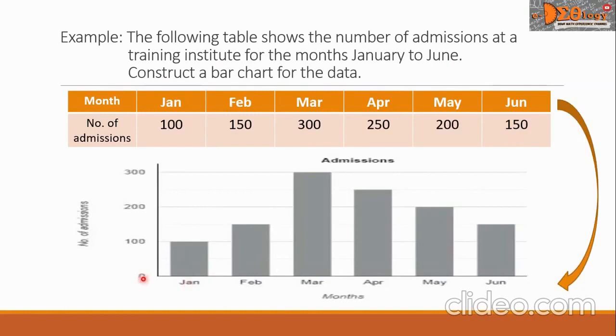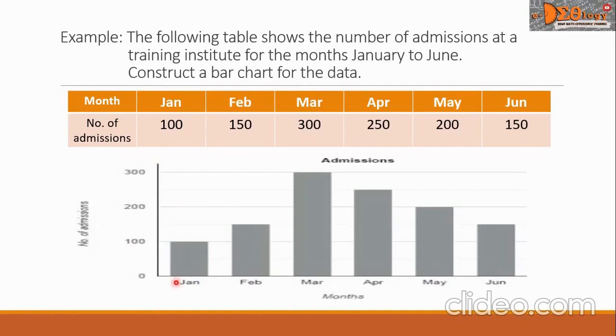Take note that this is our horizontal line, and the category month is listed in here. Also, this is our vertical line here, and the number of admissions or frequency is assigned here. The vertical line is numbered on some intervals from 0, 100, 200, and 300. We stop on the 300 because the highest frequency here is 300 only.